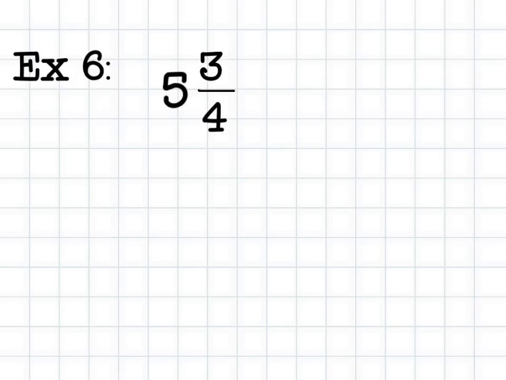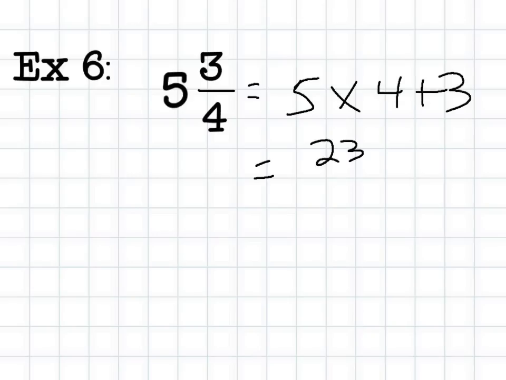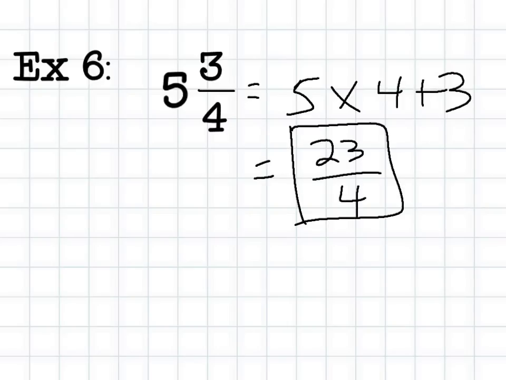Okay, pause the video before you attempt to do this problem. Make sure that you can work through it before you listen to the result. Okay, so we take 5 times 4 plus 3. Well, 5 times 4 is 20, plus 3 is 23, over the same denominator, which is 4. We now have an improper fraction.